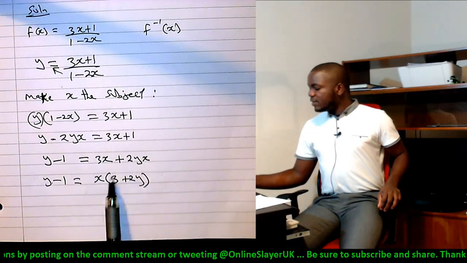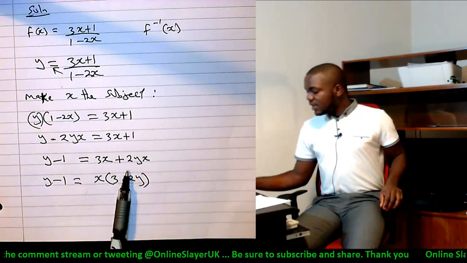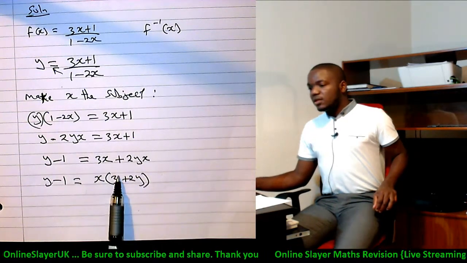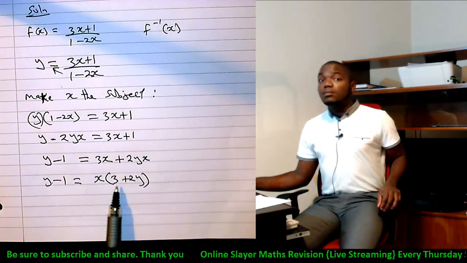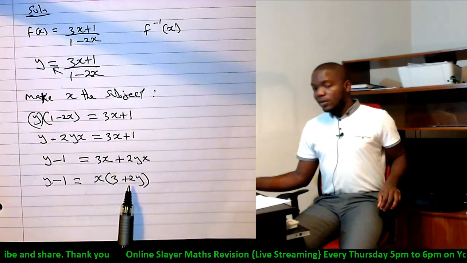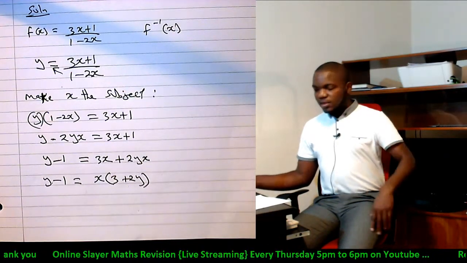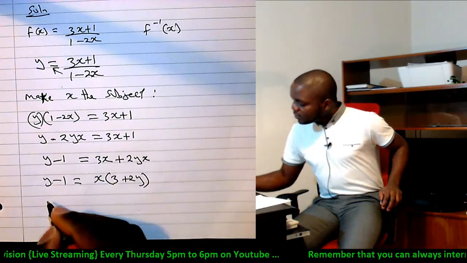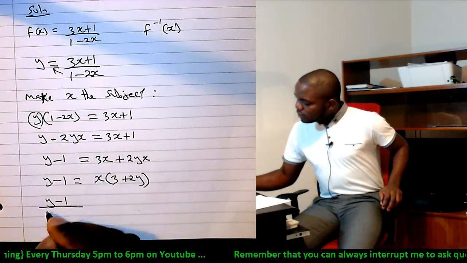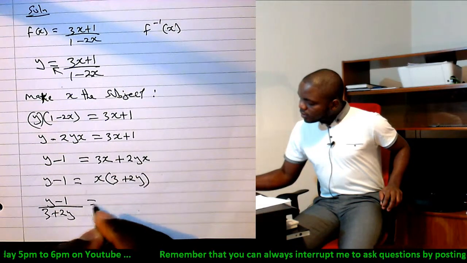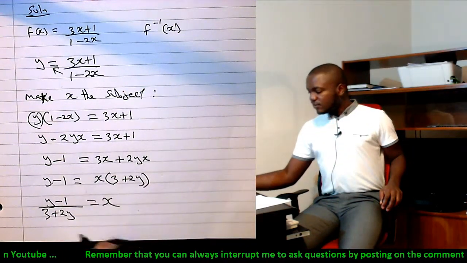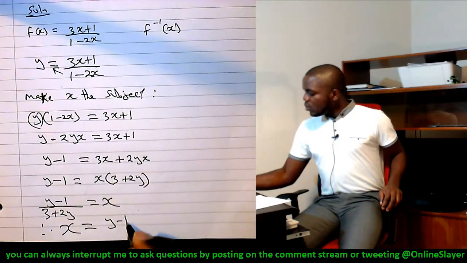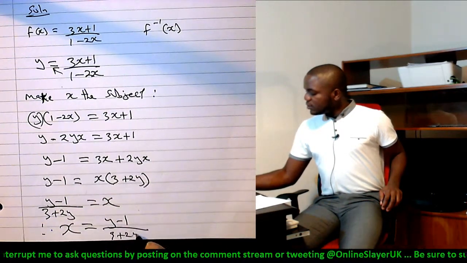Now, to make x the subject, what do we want to do? We want to get rid of this term on this side. Look at it, what is it doing to x? The bracket tells me that it's multiplying x. So the opposite of multiplication is division. Divide through by 3 plus 2y. So it becomes y minus 1 all over 3 plus 2y is equal to x. Therefore, x is equal to y minus 1 over 3 plus 2y.